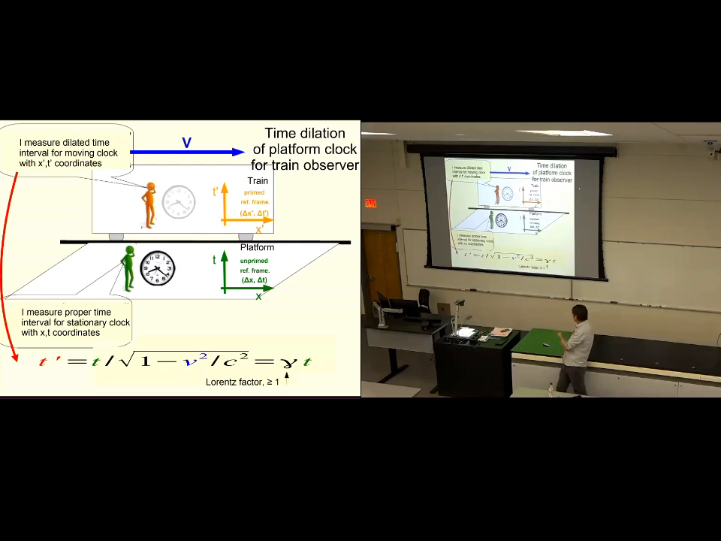Now, this is a division by a quantity that's going to be smaller than 1, right? This number here is bigger than 0. So 1 minus this number is going to be smaller than 1. So the denominator is smaller than 1. That's going to make the time interval t prime longer than the time interval t. So this effect dilates, stretches out time.